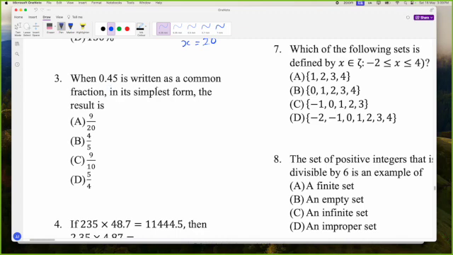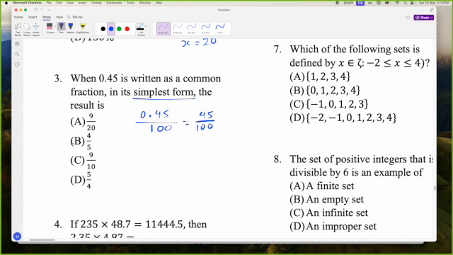When 0.45 is written as a common fraction in its simplest form, what is the result? So when you have 0.45, you put your vinculum where the point is, where you put your 1, and then each number will give you a 0. So that is 45 over 100. Now, I could tell that 45 over 100 is pretty much half. It is just less than half.